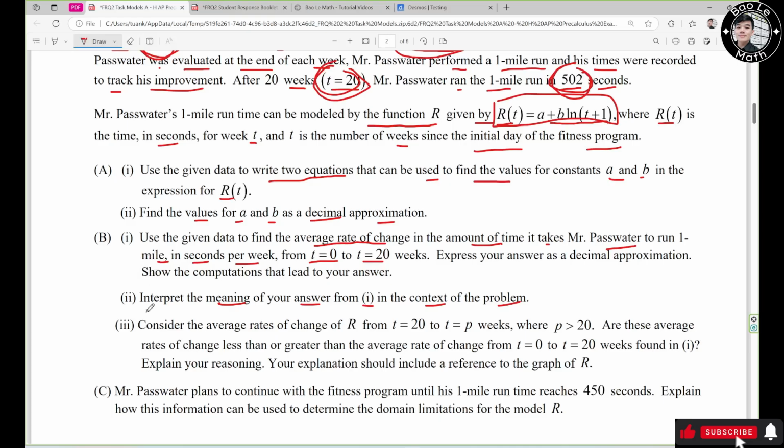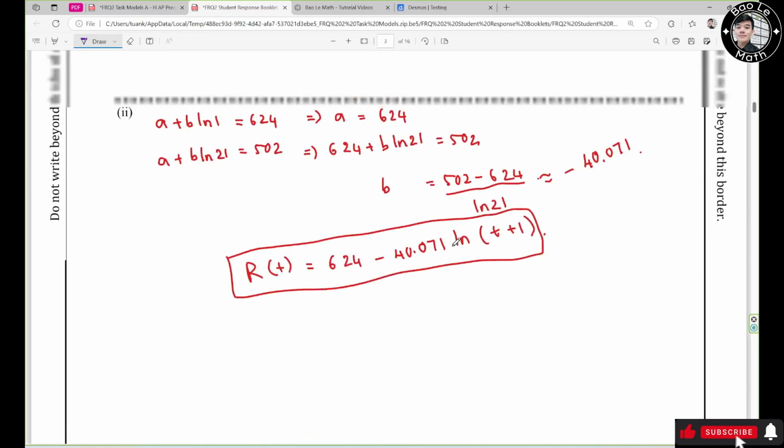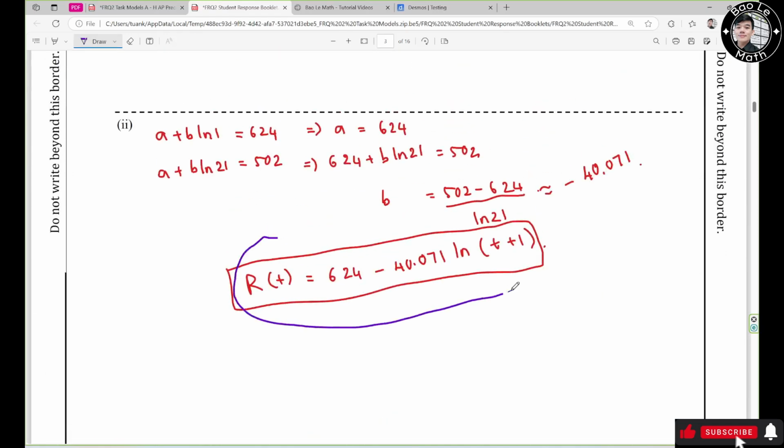Now let's move on to question B 3I. Consider the average rate of change of the function R from t equals 20 to t equals p weeks, where p is greater than 20. Is this average rate of change less than or greater than the average rate of change from t equals 0 to t equals 20 weeks found in 1I? Explain your reasoning. Your explanation should include a reference to the graph of R. Alright, so you look at this one right here. The one in question 1I is going to be right here, negative 6.1. Right? And the one from the function is going to be right here. R(t) equals this one, right?